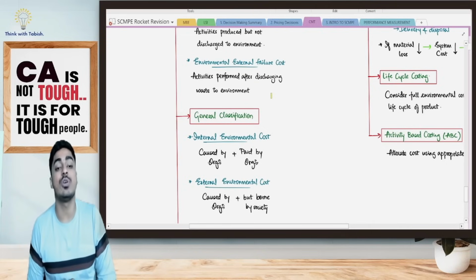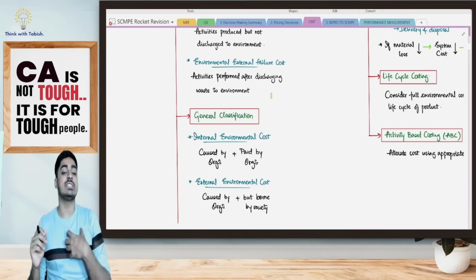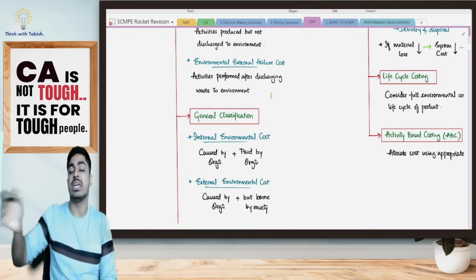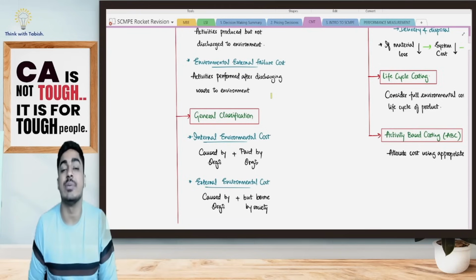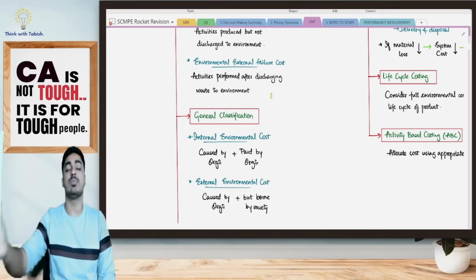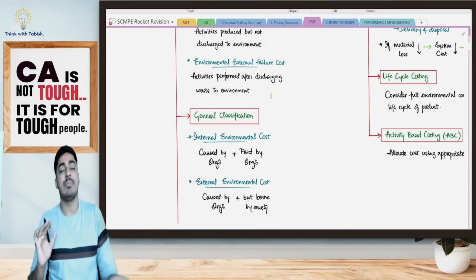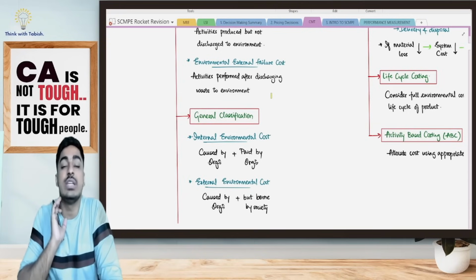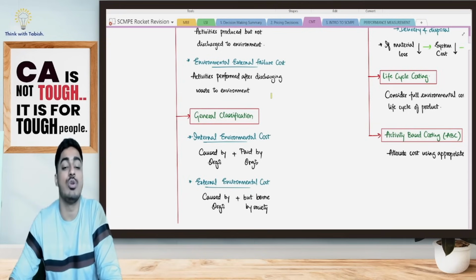What is external environment cost? It is caused because of organization, but it is borne on society at large. I have generated the waste, but I have thrown it in a nearby river. Government is doing the overall cleanup. It's caused due to organization, but borne by society at large. Yes, I am emitting harmful gases. Yes, overall for everyone, it is creating pollution. Yes, borne by society at large.